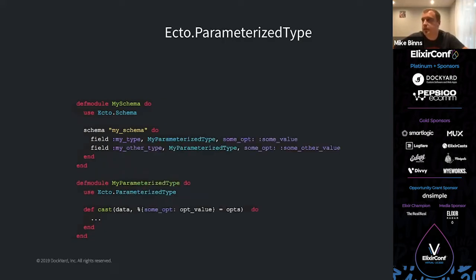So to compare that to the parameterized type, here you can see there are two fields being specified. Both are parameterized types. So the parameterized type is only defined once. There's one module that exists, and on two different fields, it can have two different values or two different sets of parameters. And then you can see in the cast call that when you're writing your logic to cast, you can get that information. So if your options are different on different fields, you then don't have to create a new parameterized type for each one of your fields with those slight differences.